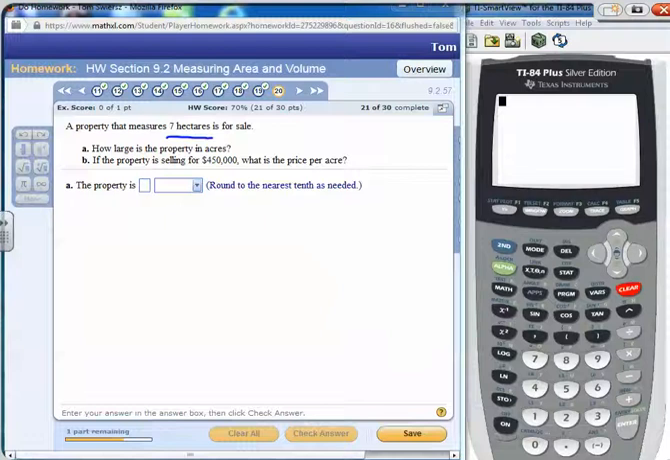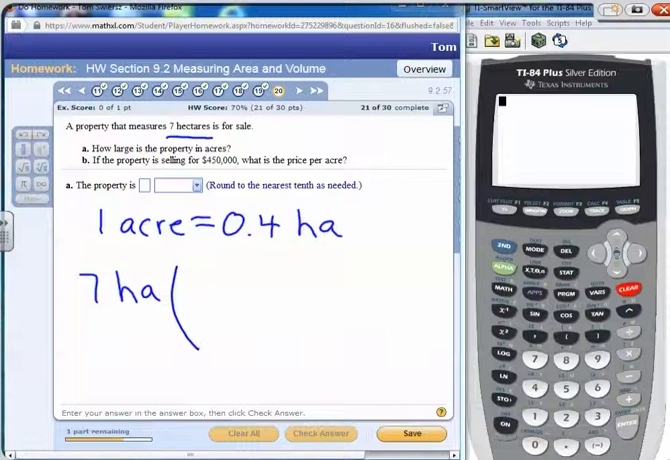Now, it's not given with this problem, but in your textbook, you can find that 1 acre is equal to 0.4 hectares, HA, okay? So there's the equivalence, the dimensional analysis, the numbers we can use. 1 acre is 0.4 hectares. So 7 hectares, okay? We want to convert to acres. And it's 1 acre. So acres goes in the numerator, hectares goes in the denominator, and the number is 0.4.